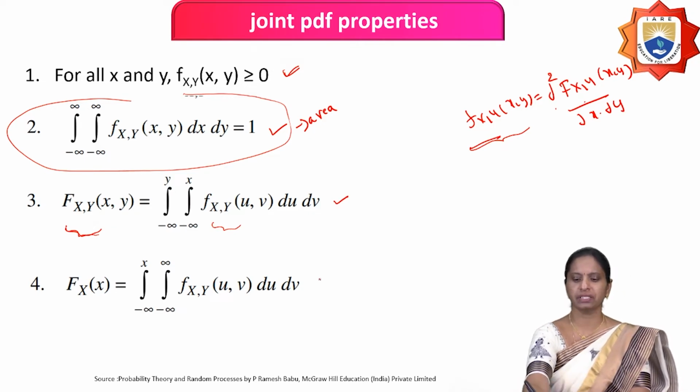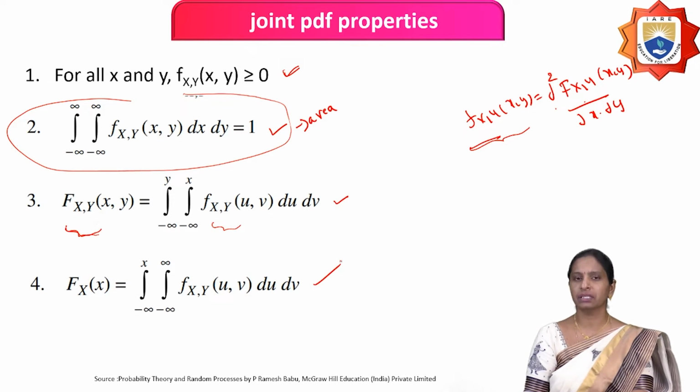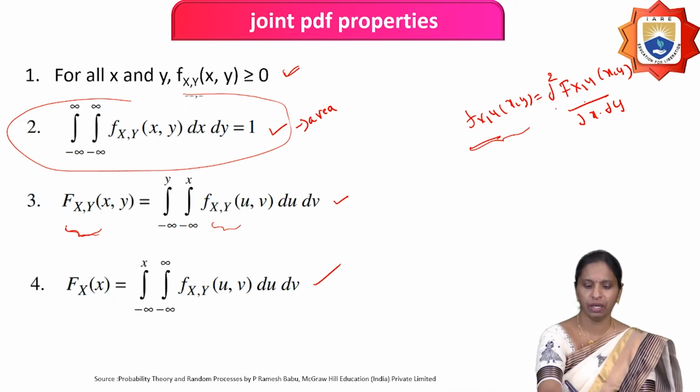And the fourth property states that the marginal distribution function of the random variable x.